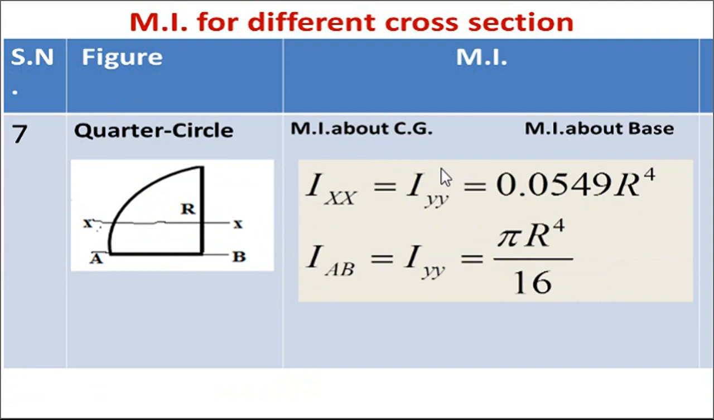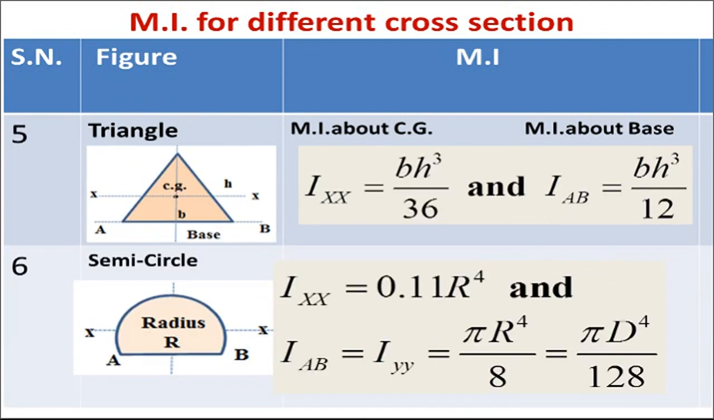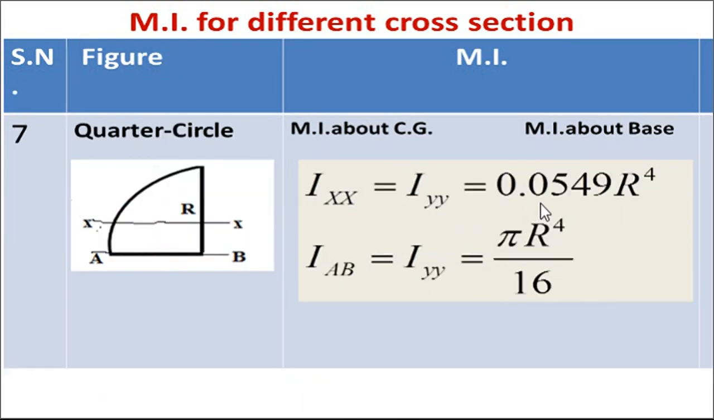Now the next one is the quarter circle. Quarter means the fourth part of a circle. It will be half of 0.11. Here I have written 0.11; half of that will be 0.0549 r to the 4. That is Ixx and Iyy. And about the base, it will be pi r raised to 4 by 16.